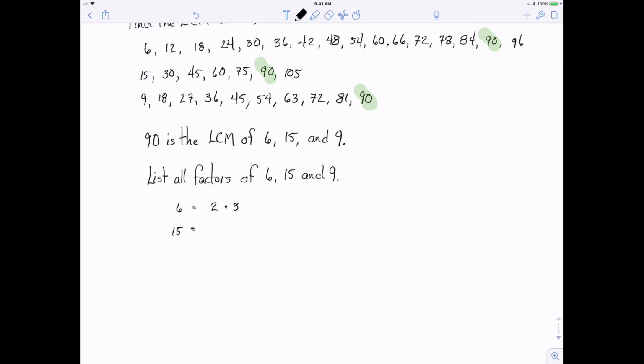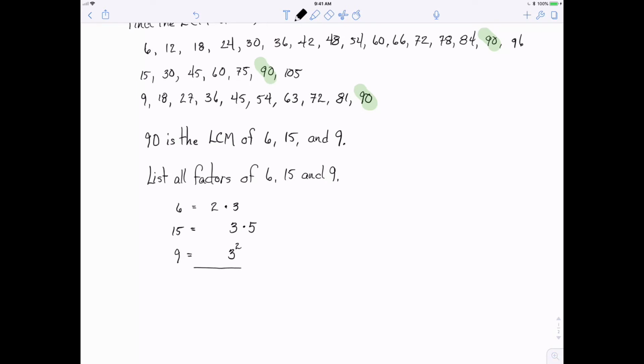So I have a 5. Since it doesn't line up with a 2 or a 3, I'll put it a little further out. And I have a 3. And then my next one is 9. Well, 9 is 3 times 3. So I have a 3, but I have 2 of them, so we'll say squared.